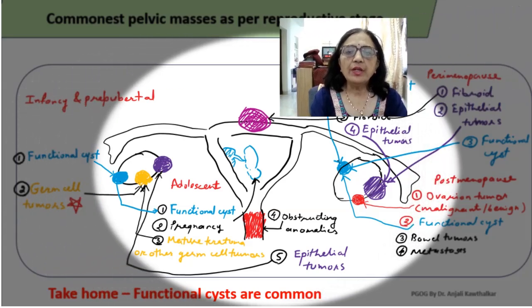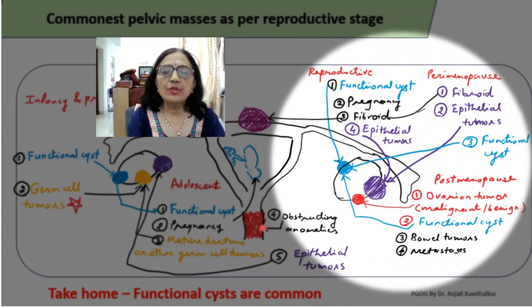Now shifting our focus to the reproductive, perimenopausal, and postmenopausal groups. Again, surprisingly, in reproductive age group also, we have functional cysts at the top of the list. Now, remember that we are diagnosing more and more functional cysts across all the age groups because of the greater use of ultrasonography.